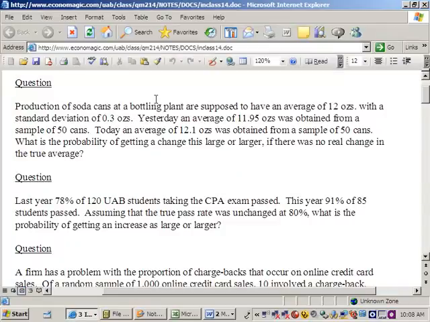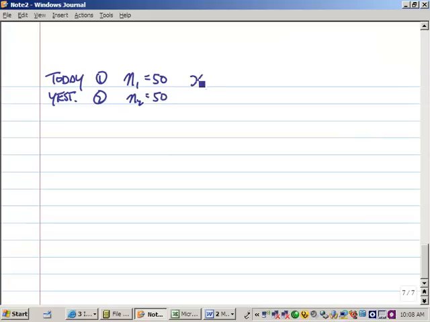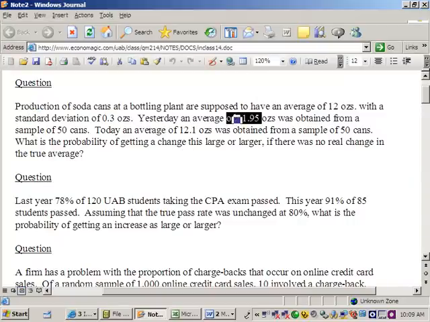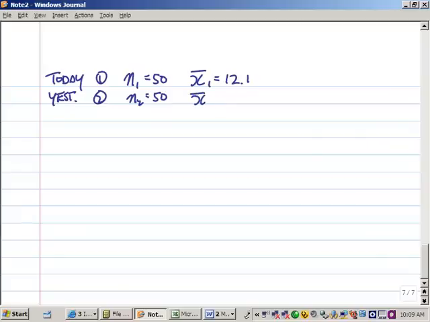Today's sample average, sorry, 12.1 ounces. Alright, this number right here. Yesterday's average 11.95. Okay. Alright, remember we need some population data. We need mu1 minus mu2. We'll need the standard deviations sigma 1 and sigma 2.